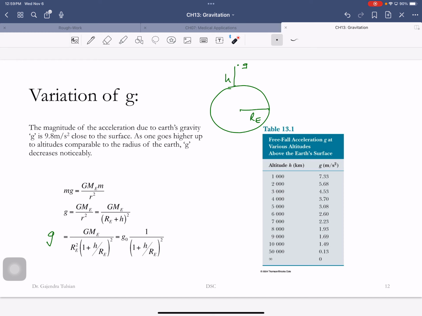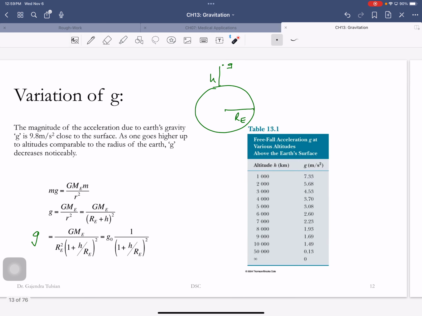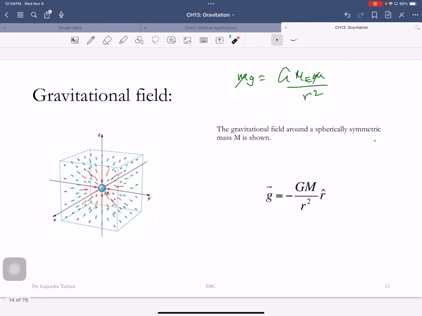Okay. So this is in kilometers. The radius of the Earth is 6,400 kilometers. So at about 7,000 kilometers, you see, g is 2.25 meters per second squared. So again, acceleration due to gravity decreases as you go high up, but you have to go fairly high, comparable to the radius of the Earth.